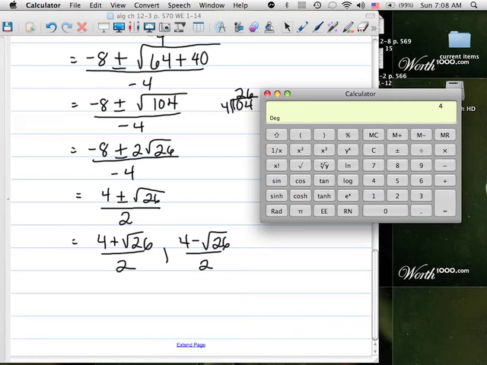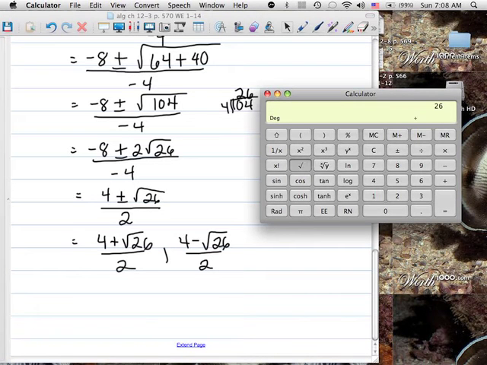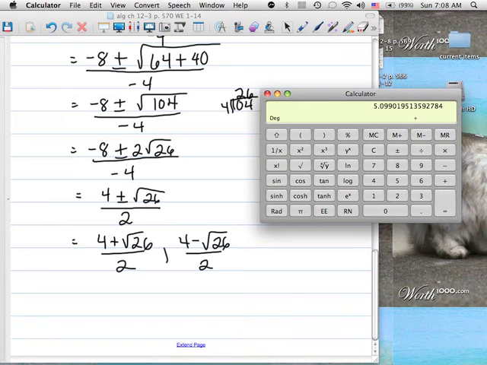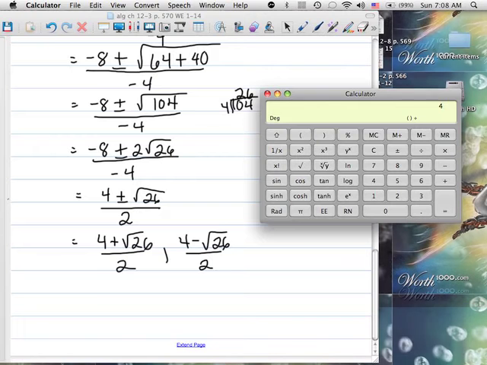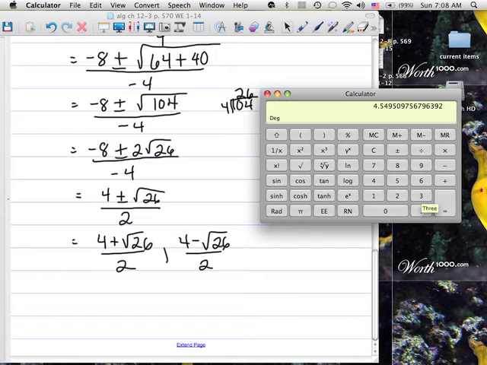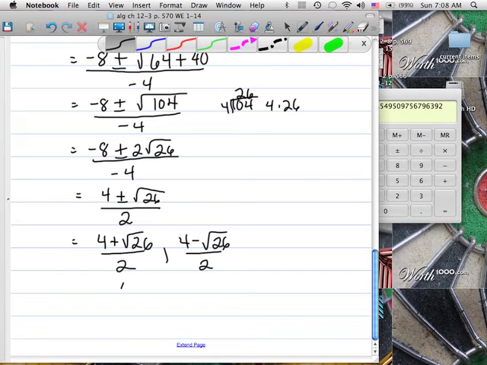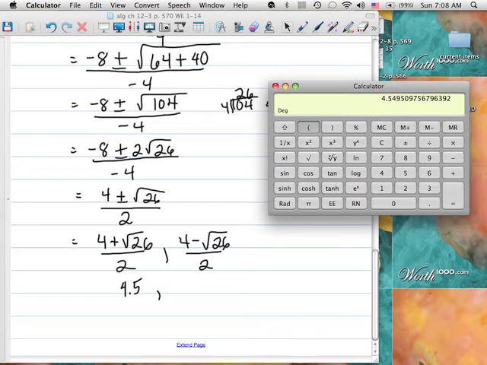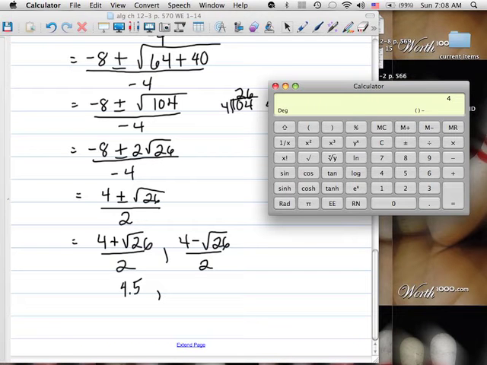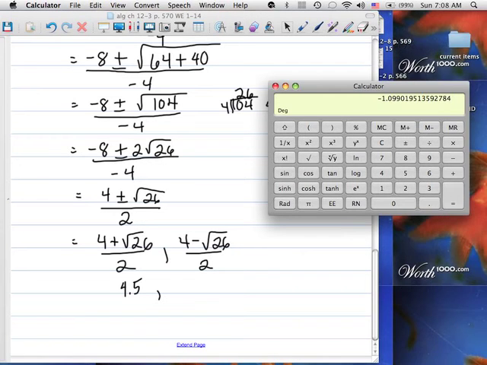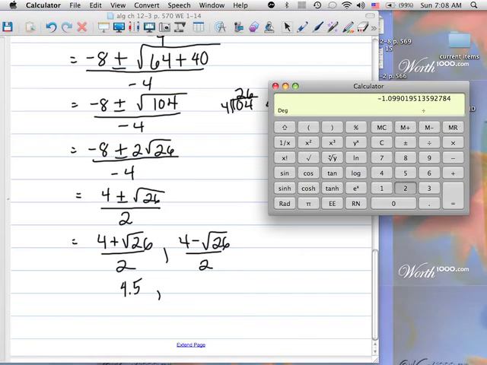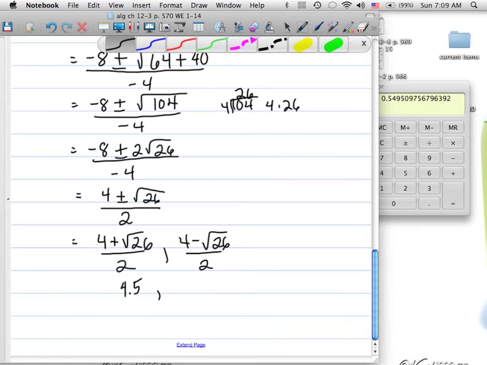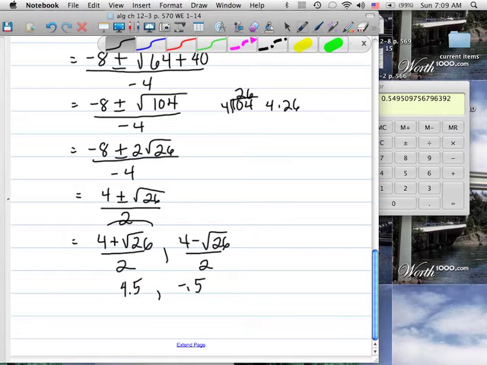So we take 4 plus the square root of 26. I didn't use the parentheses, I want to use them. Parentheses 4 plus the square root of 26, parentheses divided by 2, and I get to the nearest tenth 4.5. Now this is going to come out negative. My calculator is just not doing that, because the square root of 26 is 5 point something, so it's going to be negative. So parentheses, clear, parentheses 4 minus the square root of 26, parentheses, there it's negative, divided by 2, and it's negative 0.5. So those are my answers.